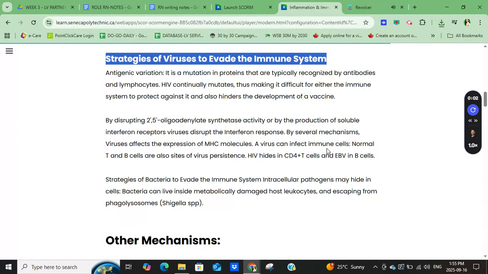A virus can infect immune cells. Normal T and B cells are also sites of virus persistence. HIV hides in CD4 plus T cells and EBV in B cells.